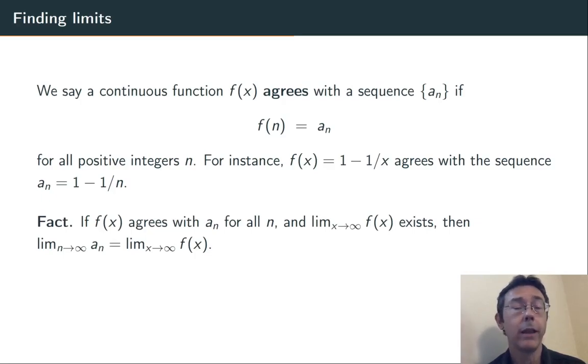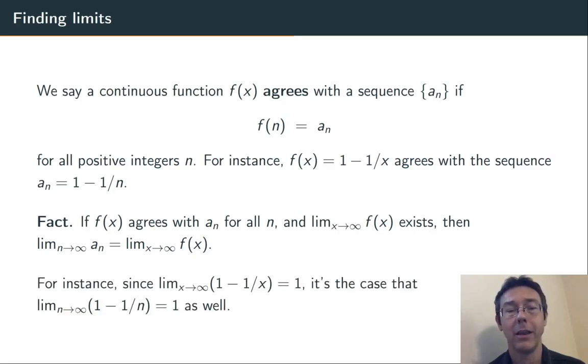This is helpful because we have lots of techniques for dealing with limits of functions, and we can now bring those all to bear to do limits of sequences. Using this fact, if f of x agrees with a_n for all n, and the limit as x goes to infinity of f of x exists, then the limit of the function and the limit of the corresponding sequence are exactly the same. So, for example, we said that f of x equals 1 minus 1 over x agrees with a_n equals 1 minus 1 over n. We know that that function converges to 1 as x goes to infinity, so the sequence has to converge to 1 as well, just using this fact.